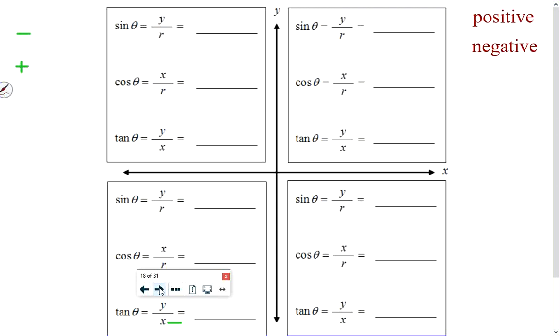I could explain it based on x, y, and r up here, but I could just say to you, look, in quadrant 1, x and y are both positive, and r is always positive. So any ratio of any two of those three things will give you a positive result.